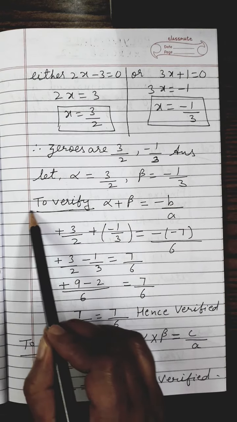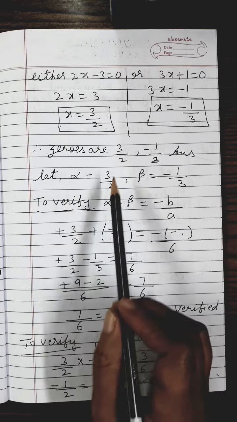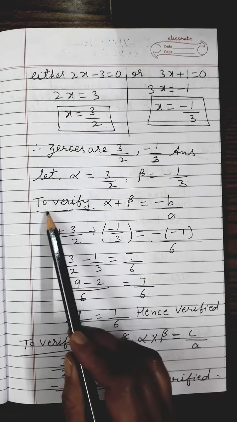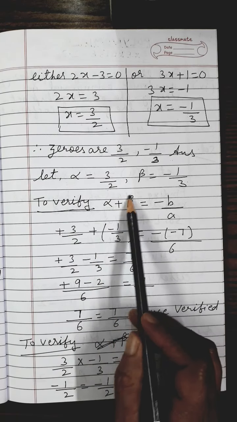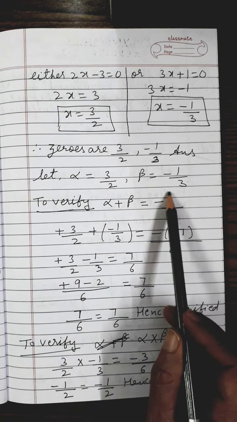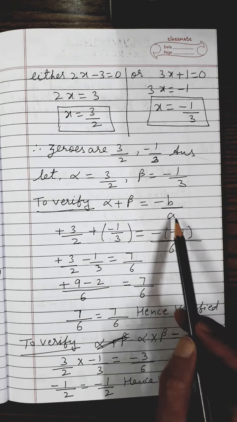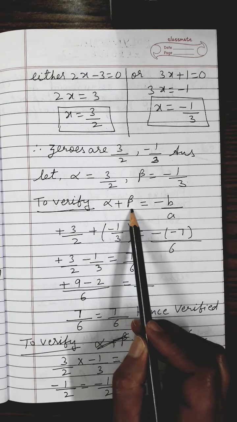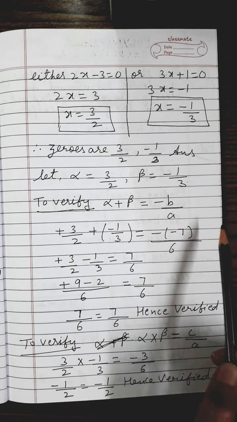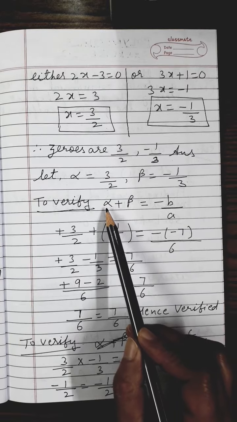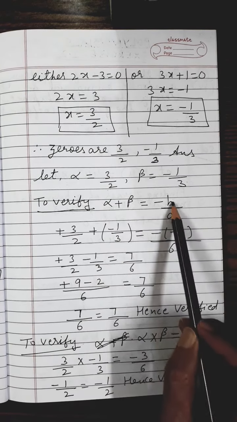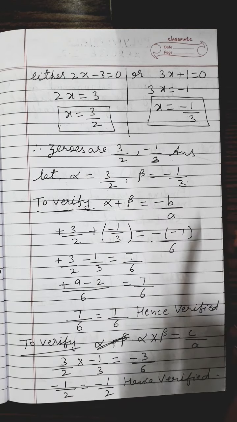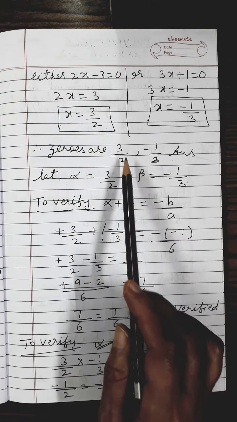Now in the second part, you have to verify the relationship between the zeros of the polynomial and the coefficients of the polynomial. Means you have to verify sum of the zeros equals to minus b upon a. B is the coefficient of x, a is the coefficient of x square. So I will verify first alpha plus beta equals to minus b upon a. What does verify mean, children? I have to simply substitute the values of alpha, beta, b and a, and I have to show that left side comes out to be equal to right side. So pick the values of alpha and beta from here.